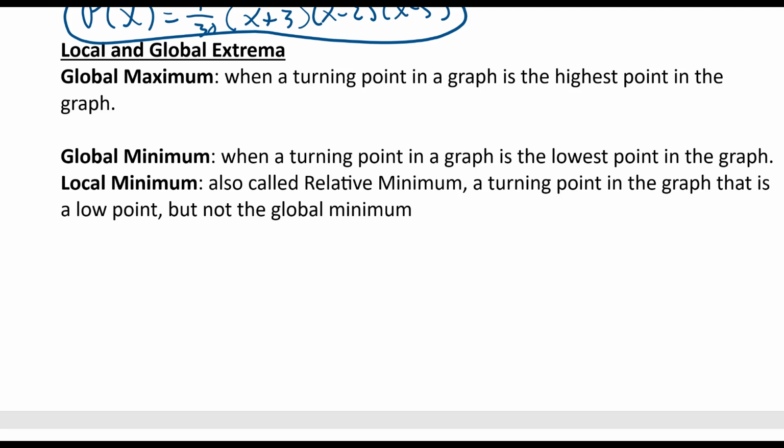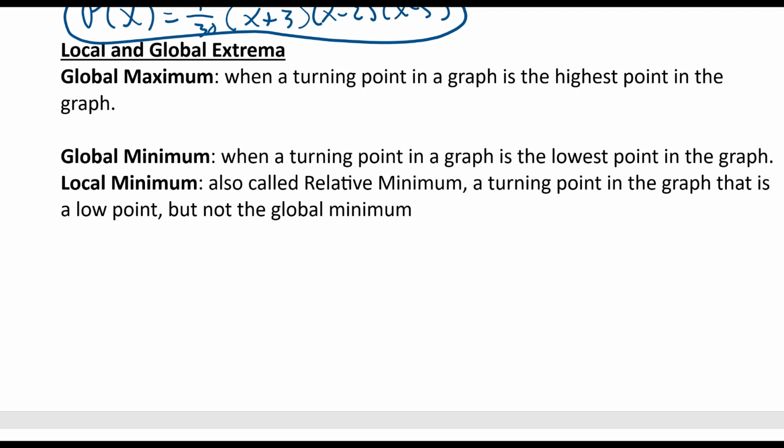We're going to talk about local and global extrema. We've talked about global, like that absolute max, absolute minimum, before. A global maximum is when a turning point in a graph is the highest point in the graph, period. A global minimum is when a turning point in a graph is the lowest point in the graph, period. It's not just for a small region.